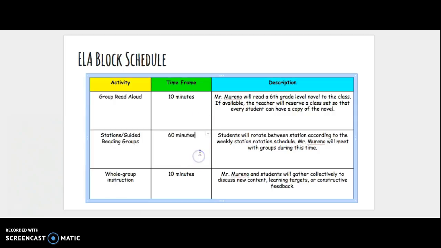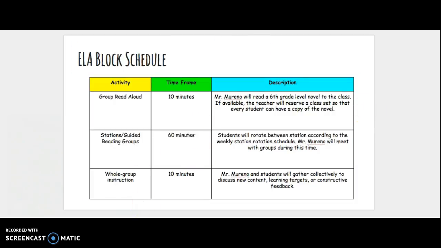Then for 60 minutes, we will transition into our station rotations and guided reading groups. I will show you in just a moment what that schedule looks like and what students will follow. The last 10 minutes I call whole group instruction, but those 10 minutes could be part of the station rotation depending on how much time the students need. If not, those 10 minutes will be used for things like classroom announcements or answering questions or homework, whatever the day-to-day maintenance is for the classroom. So this schedule is for Monday, Tuesday, and Wednesday.